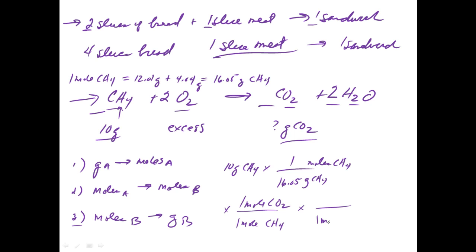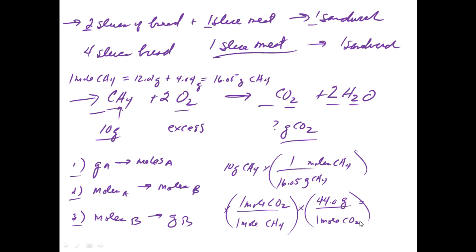Last step, step number 3 here, convert moles of B to grams of B. We need to know how much 1 mole of carbon dioxide weighs. 1 mole of carbon dioxide, we got 1 mole of carbon, which is 12 grams per mole, and we've got 2 moles of oxygen, which is 16 grams per mole. If we add those together, we get 44.0 grams per 1 mole. All right, so each one of these steps is a conversion. Here's our first conversion factor, here's our second conversion factor, and here's our third conversion factor.